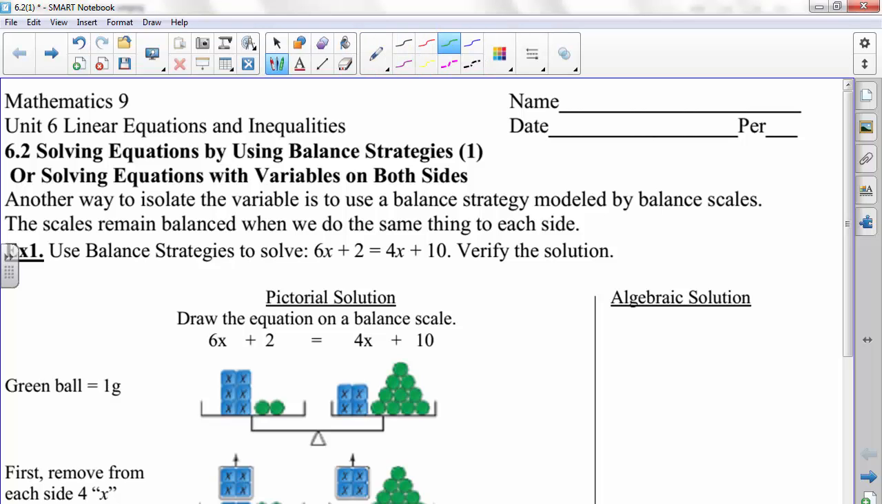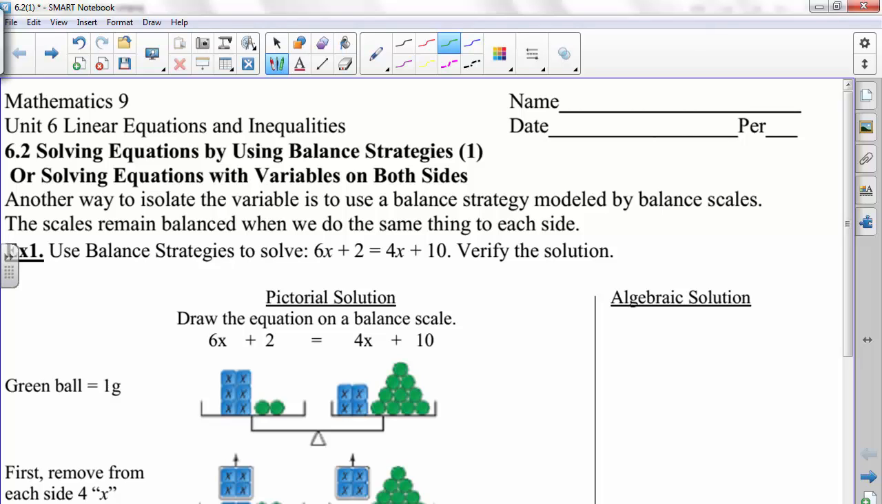Today we will look at the second lesson in Unit 6.2, solving equations by using balanced strategies. This topic can also be called solving equations with variables on both sides. Since this is a long lesson, I decided to chunk the whole lesson into two small parts again. So today we will focus on the first part, on how to solve equations by using balanced strategies.